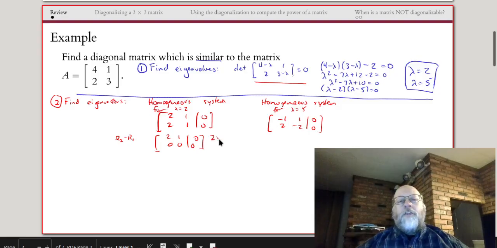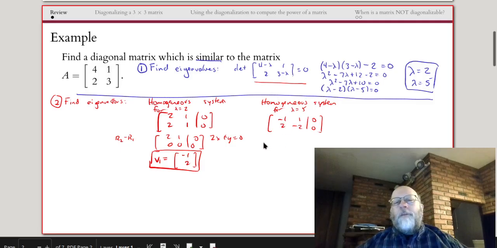That's telling me that 2x plus y is equal to 0. So the vector that I'm thinking about might be negative 1, positive 2. 2 times negative 1 plus 2 adds up to 0. So there's one eigenvector.